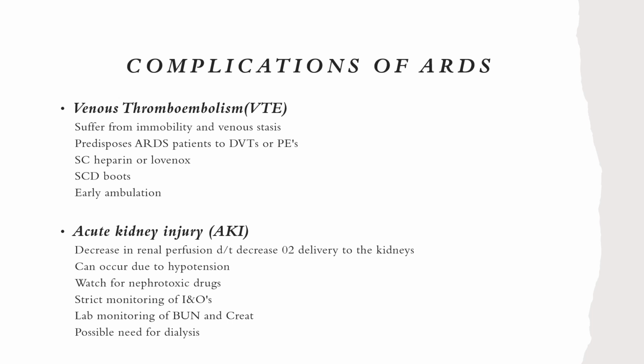And then acute kidney injury. This goes back to our blood flow and our decreased gas exchange, right? So we're getting that poorly oxygenated blood into our organs, and that's going to cause acute injury and decreased urine output. This can also occur due to hypotension as well. So again, making sure that we fix those hemodynamics the best that we can to have that better cardiac output.